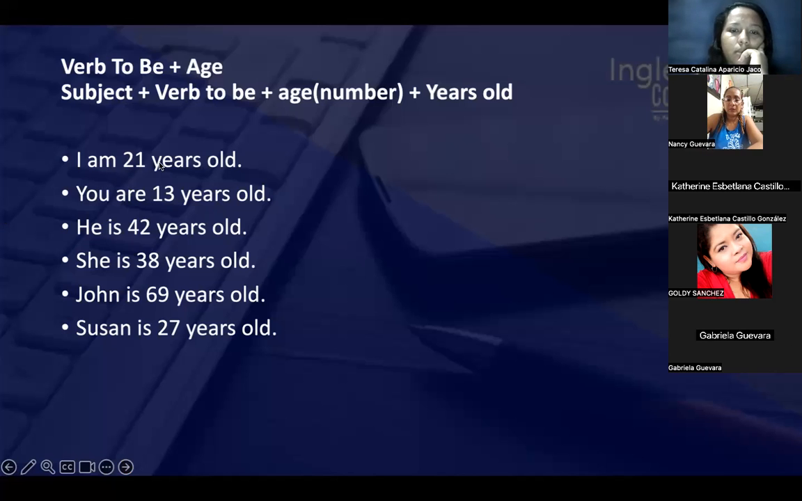Ahí tenemos, pues acá tenemos los ejemplos. I am 21 years old. You are 13 years old. He is 42 years old. She is 38 years old. John is 69 years old. Susan is 27 years old. Así vamos. Acá tenemos esta pequeña fórmula que les mencioné.